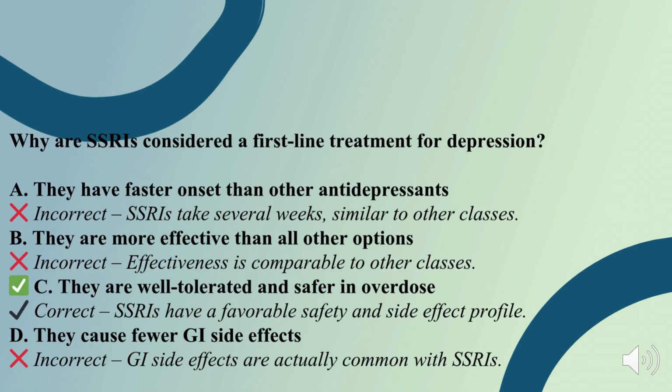So why are SSRIs considered the first line treatment for depression? If you chose C, they're well tolerated and safer in overdose, that is correct. SSRIs do have a favorable safety and side effect profile. If you said A, they have a faster onset, that's incorrect. SSRIs take several weeks. If you said they're more effective than other options, that's incorrect. Effectiveness is comparable to all other classes, and GI side effects are actually common with all SSRIs.